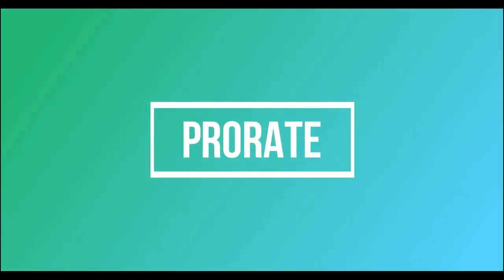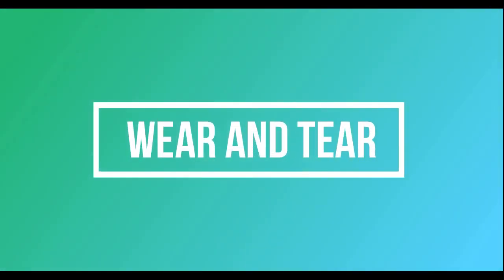Utilities. When you pay, but not for the full month, normally when you start or finish your contract. Prorate. The normal damage that happens to a property over time. Wear and tear. The name for the contract you sign with the landlord or the property management company.